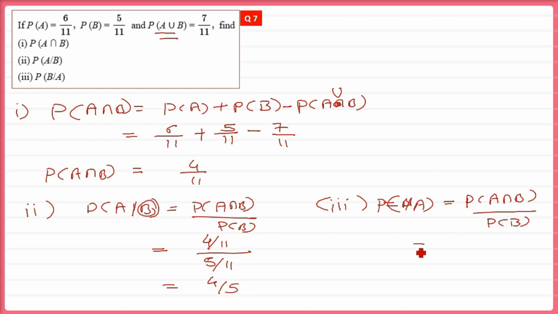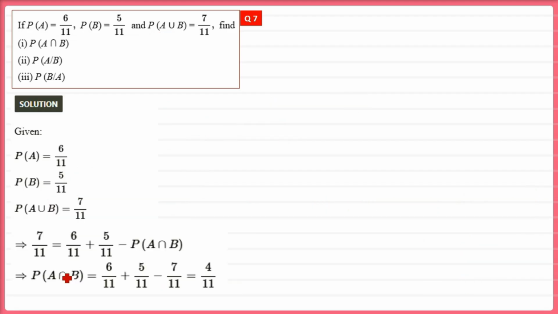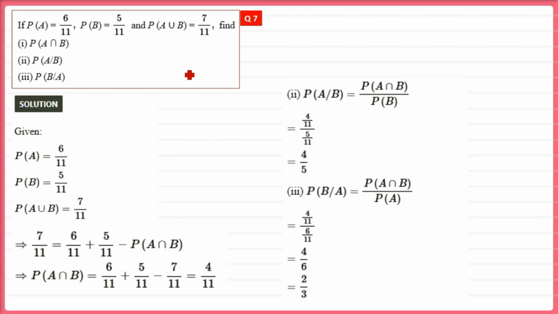So in this case, P(A intersection B) is 4 by 11. The denominator is P(A), as I suggested. So this is 6 by 11. 4 by 6 is 2 by 3. Now this is how you need to write all of these. It's a very straightforward question because simple formulas are being employed here.